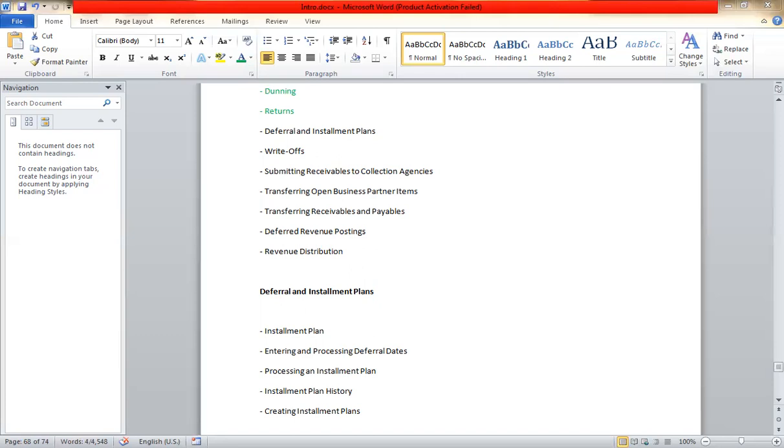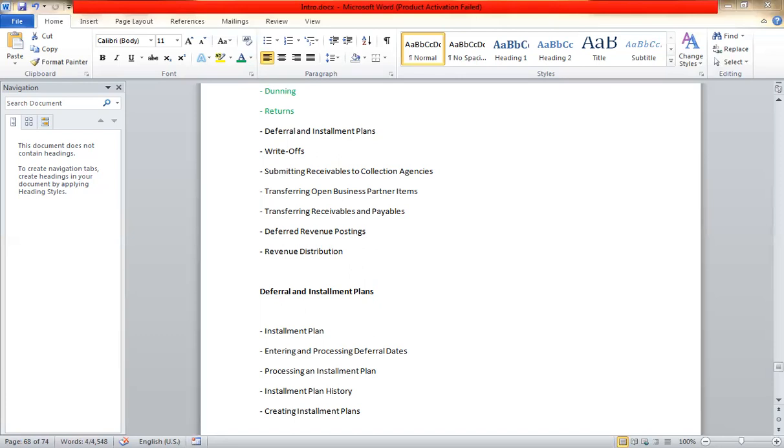After that, we will be going into transferring open business partner items, in which transferring receivables or credits is necessary if a business partner assumes the rights and obligations of another business partner, such as in case of inheritance or taking on the liabilities.